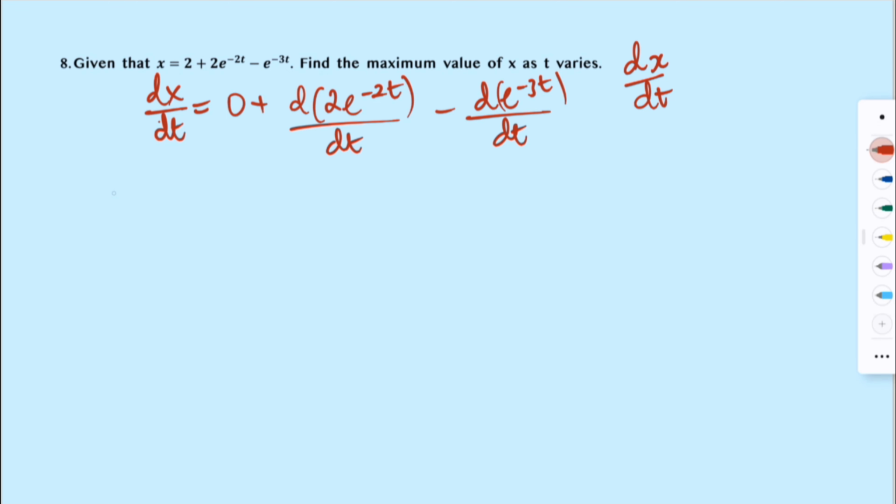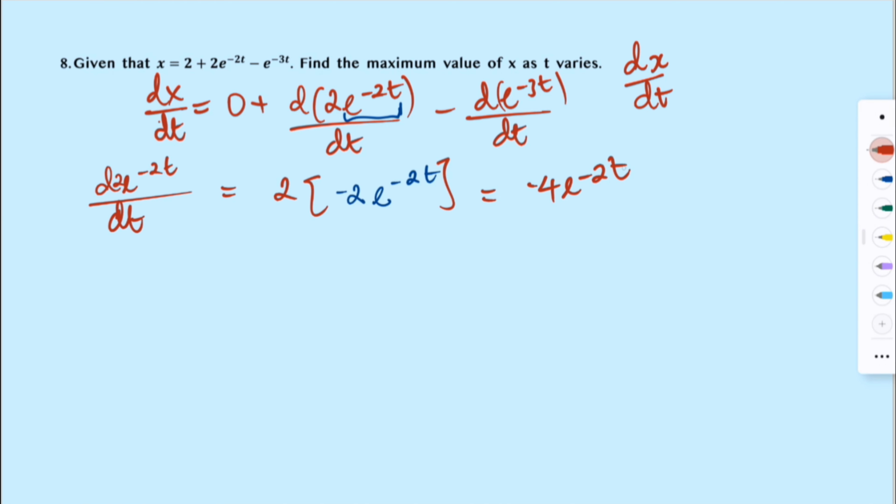So this derivative of 2e to the power negative 2t over dt, we can keep 2 constant first, and then we differentiate e to the power negative 2t. The derivative of e to the power negative 2t would be negative 2 multiplied by e to the power negative 2t. That's basically it. Then you would get negative 4e to the power negative 2t.